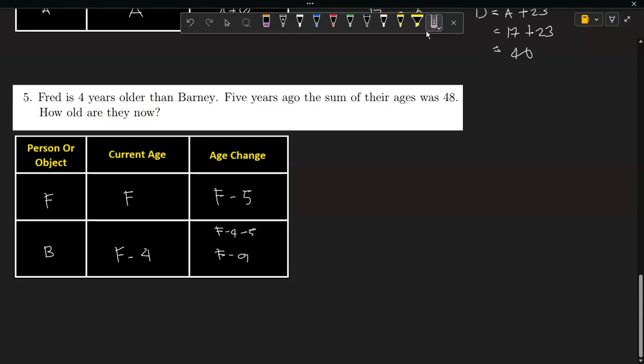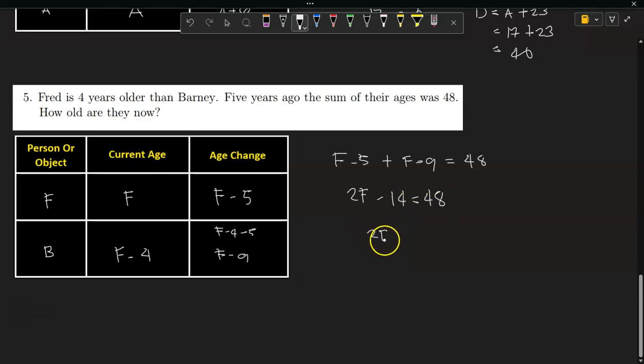Now what happened 5 years ago? It says here that the sum of their ages is 48. Meaning to say the sum of this and this is actually 48. So how are we going to do that? What we're going to do is just F minus 5, the sum. So meaning to say we're going to add F minus 9. This gives us 48. And then combine like terms. We have 2F minus 14 equals 48.